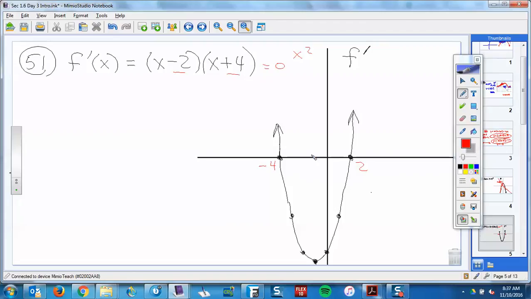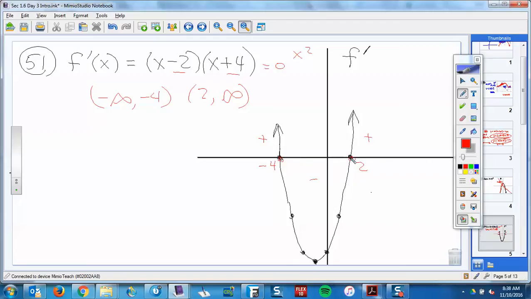Where's F increasing? When this graph is what? Positive. It should be here and here, right? So from negative infinity to negative 4, and from 2 to infinity is where F prime would be positive, or where F is increasing. At what values of X does F have stationary points? Right here and here, when F prime is 0, which is those 2 places.